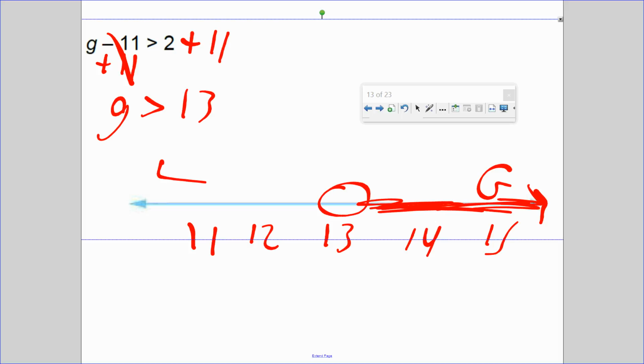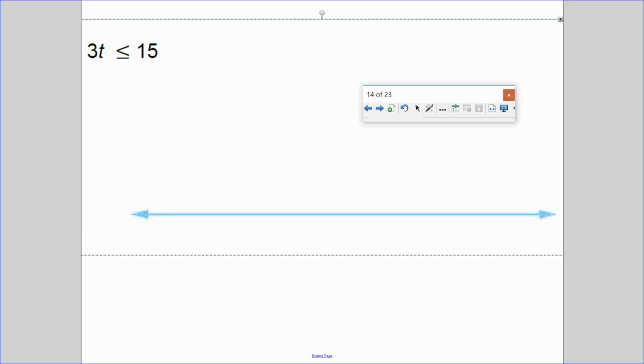Let's check if this works. Let's plug it in. 15 minus 11 is 4. Is that greater than 2? It works. Check mark. Let's look at our third example. 3t is less than or equal to 15. I need to isolate the variable t. So what's the inverse operation of multiply by 3? Divide by 3. This cancels. T is less than or equal to 5.